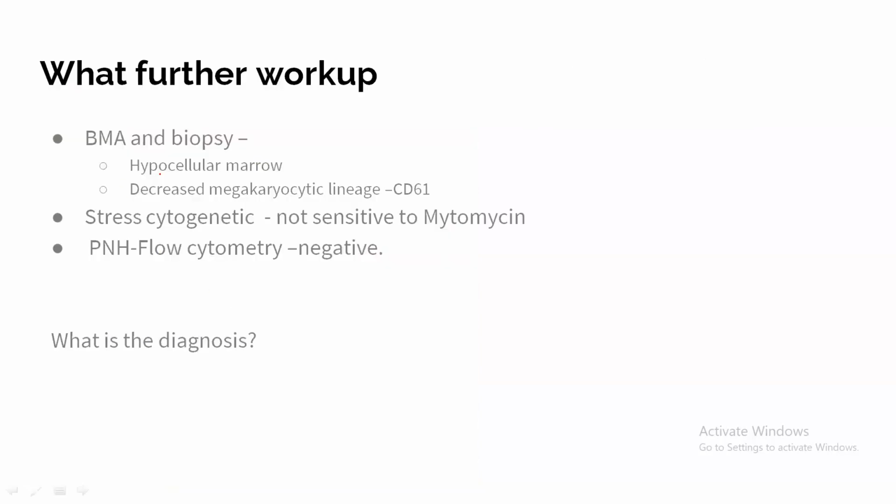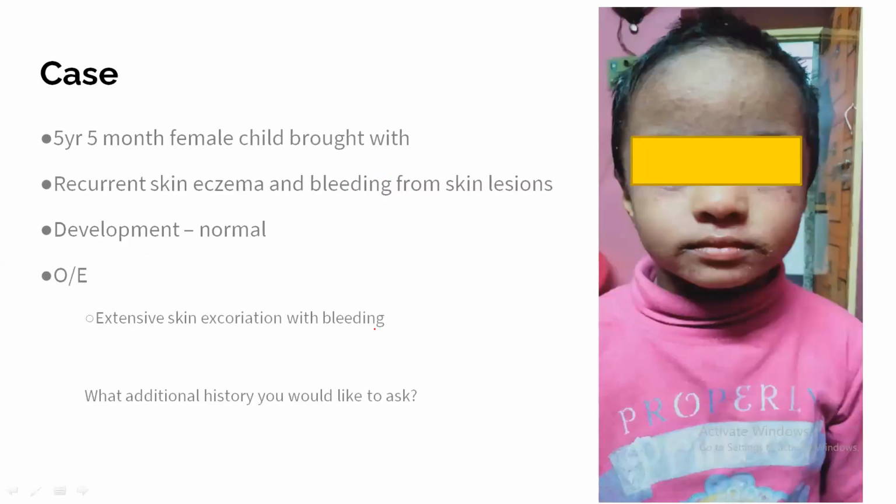Since there is a bicytopenia, we did the bone marrow. We found hypocellular marrow and decreased megakaryocytes. Decreased megakaryocytes means the factory is not functioning well, so your bone marrow is not functioning well. Stress cytogenetics not sensitive to mitomycin, flow cytometry negative for PNH. Whenever the megakaryocytic lineage is not produced properly by the factory, probably we are dealing with amegakaryocytic thrombocytopenia. So this child is having a thrombocytopenia. He underwent the transplant.